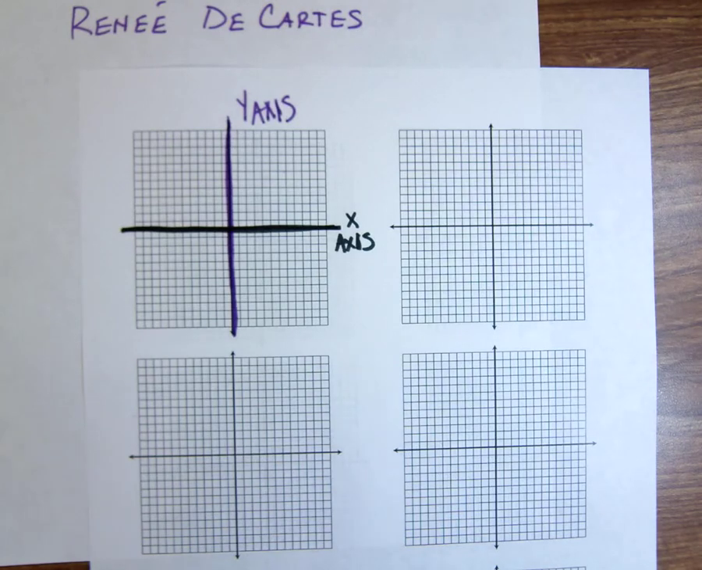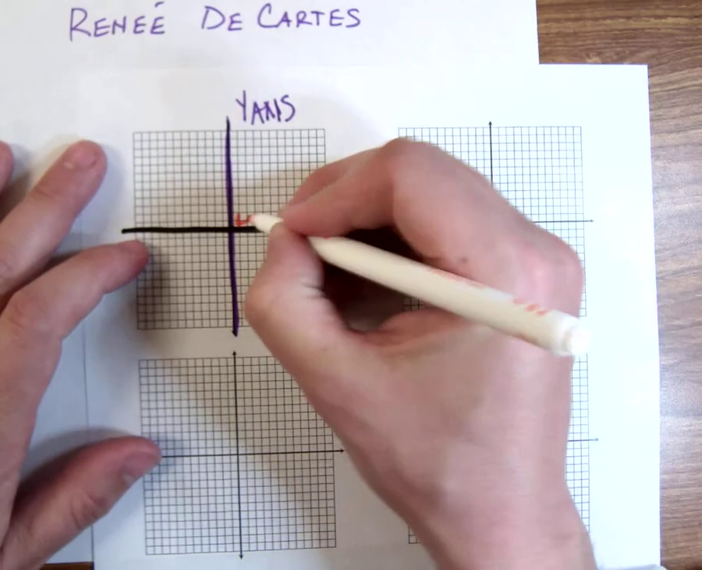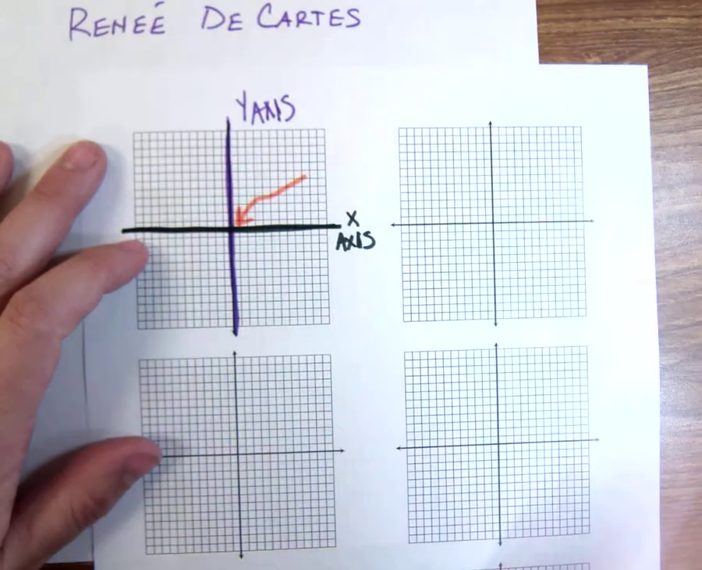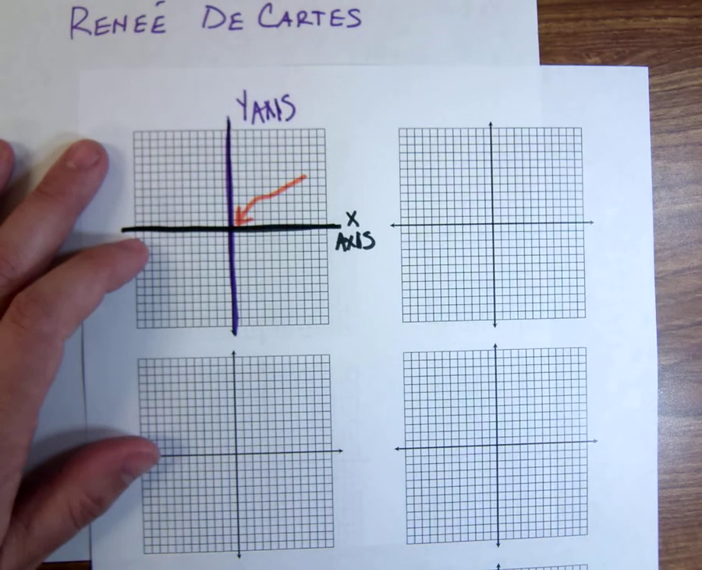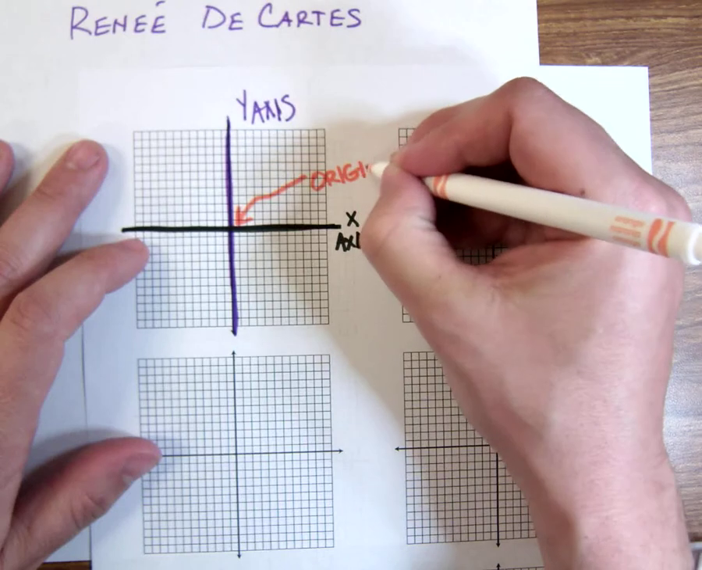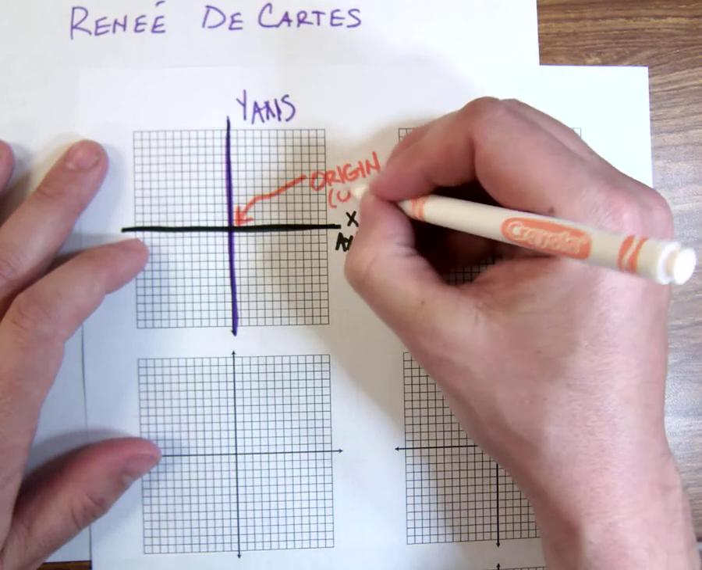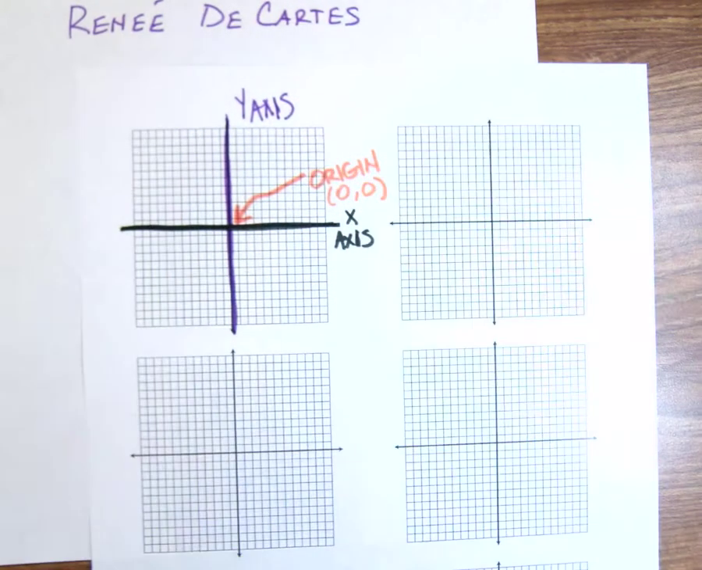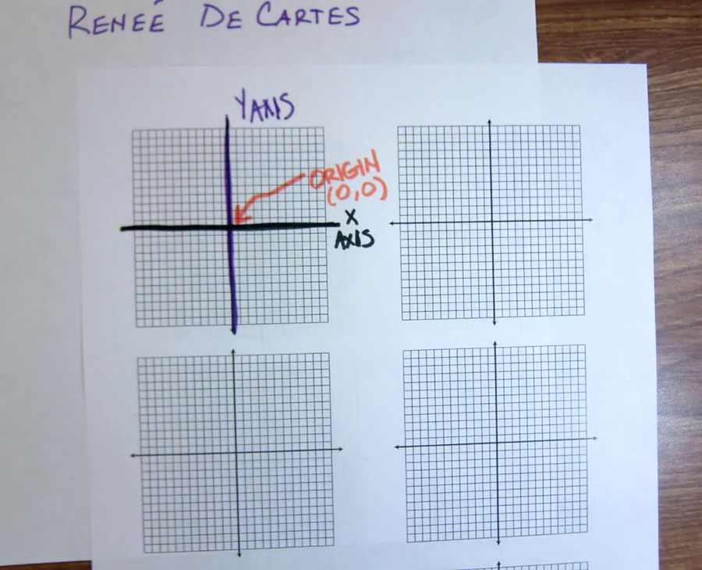And the place where the x-axis and the y-axis intersect, right there in the middle, do you know what that's called? The origin. That's called the origin. Very good. And the coordinates of the origin are 0, 0. And the reason the coordinates are 0, 0 is because that is 0 on the x-axis and 0 on the y-axis. That is the starting point of both the x and the y-axis.